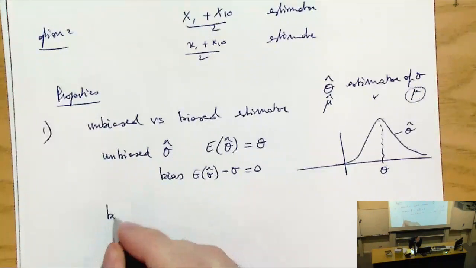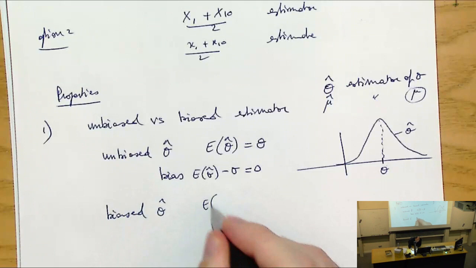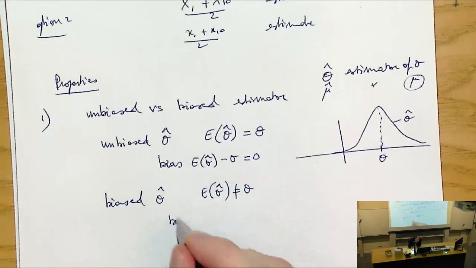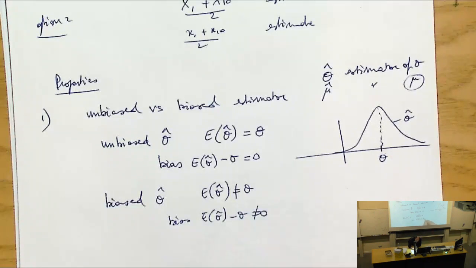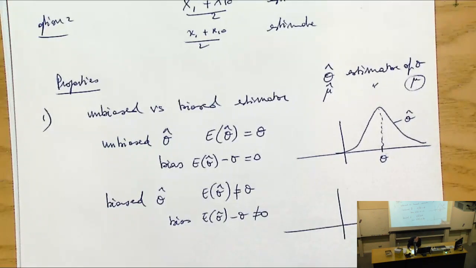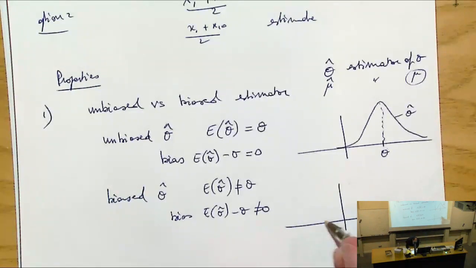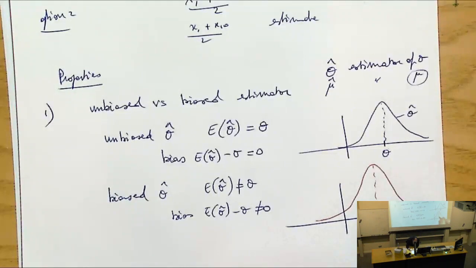If you have a biased estimator, it means the expectation of theta hat is different from theta, and so you have a bias that is different from 0. That means that if your theta is here, you now have a distribution maybe something like this, and the expectation of theta hat is different from theta.